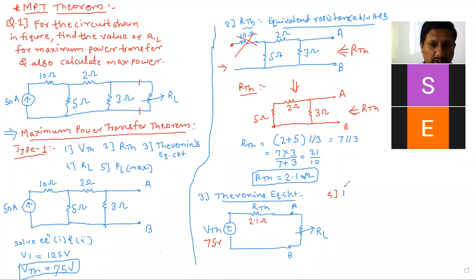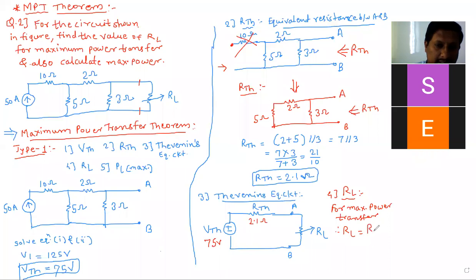So the fourth part is calculation of RL. What statement do you have to write? For maximum power transfer, RL must be equal to RTH or RS. So RL must be equal to RTH. RTH is 2.1, so that is the answer for RL. The value of the load resistor should be the same as RTH. RTH is also called RS. So this is the fourth point.